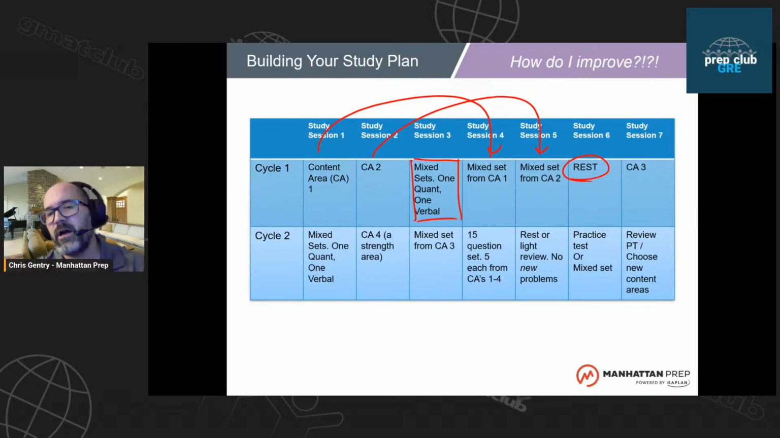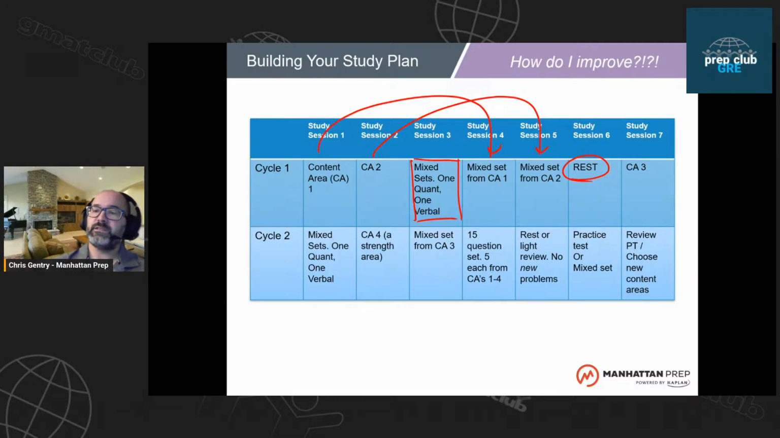These tests are not just about what you know. They are about how you can apply it under the stressful situation of an actual test. And you need rest to be able to react well to that stress. Whether it's a full day, or at least removing one of your study sessions and saying, I'm going to take a nap. I'm going to do some yoga. Anything that is not studying.